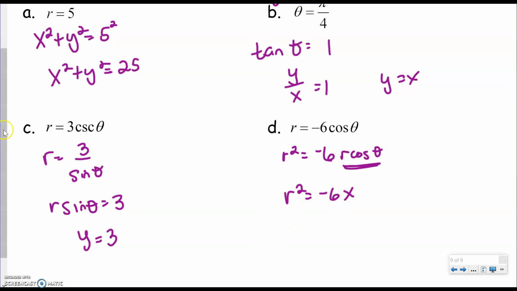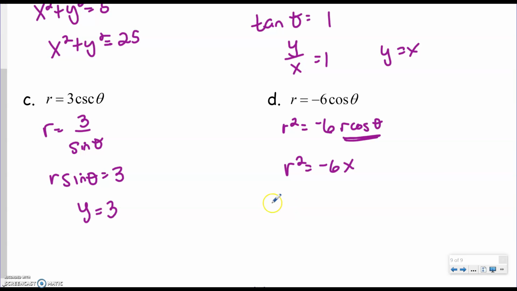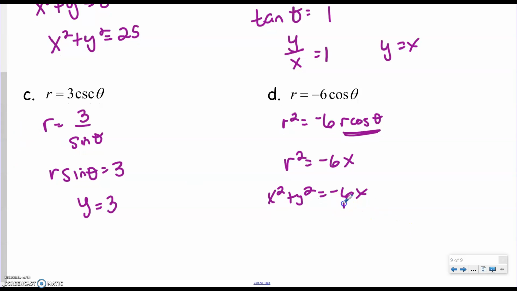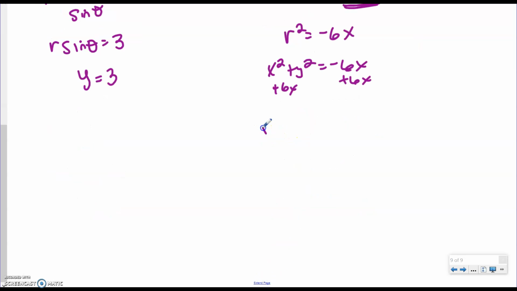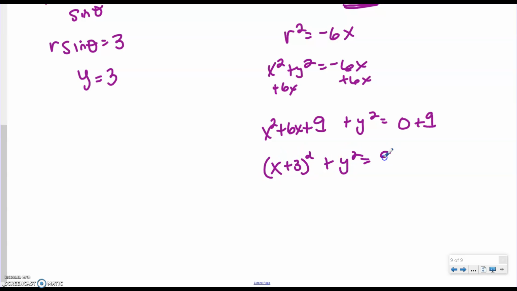I know that r squared is equal to x squared plus y squared. So I'm going to plug that in. And I need to do a little work, like we did in conic sections, to put this in form of a circle. So I have x squared plus 6x plus, I'm going to fill in the blank, plus y squared equals 0 plus fill in the blank. So half of 6 is 3, 3 squared is 9. So if I factor this, I get x plus 3 quantity squared plus y squared equals 9. And that is our equation.